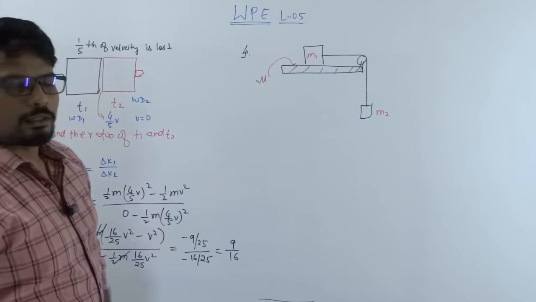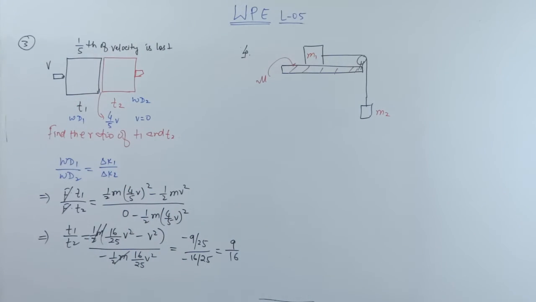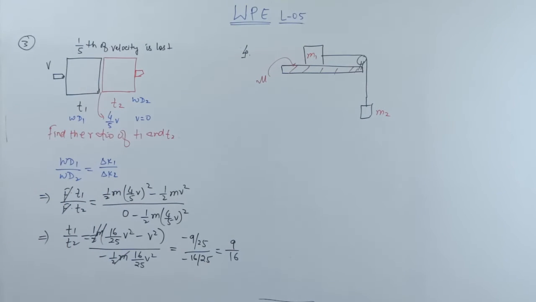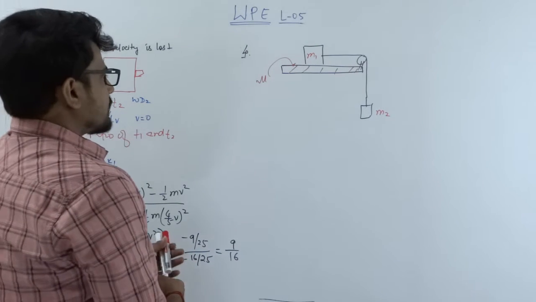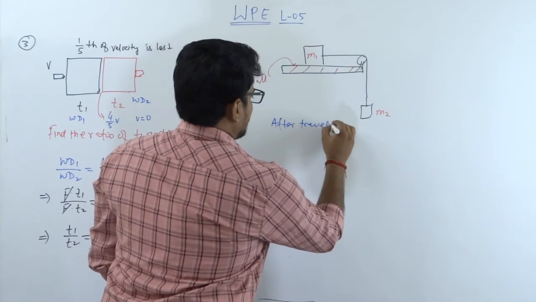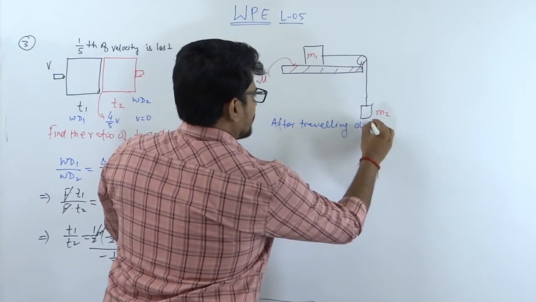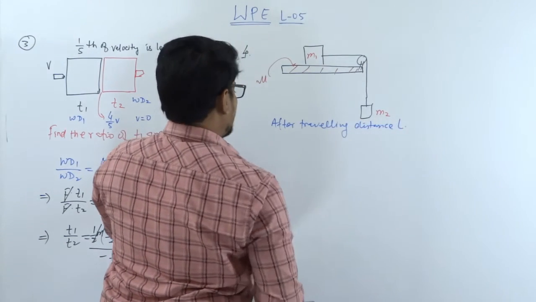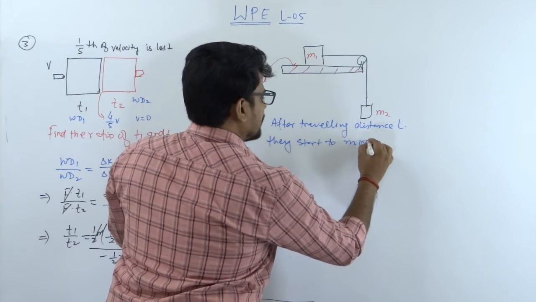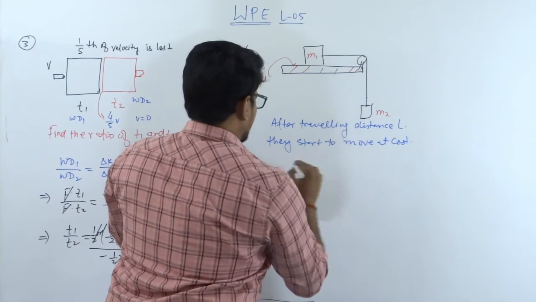Let us say there's going to be a time when the blocks would start moving at a constant velocity. You have to find the value of that velocity. And let us say that they start moving after traveling a distance L, at constant velocity.